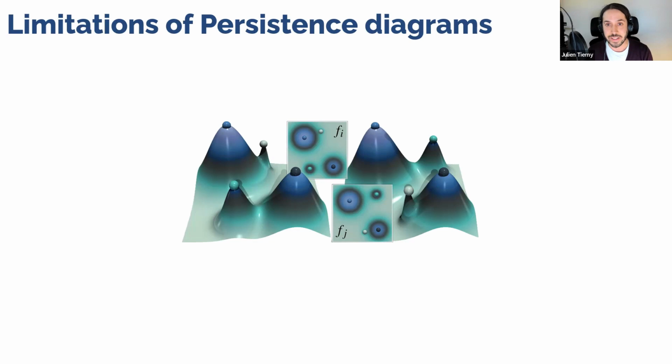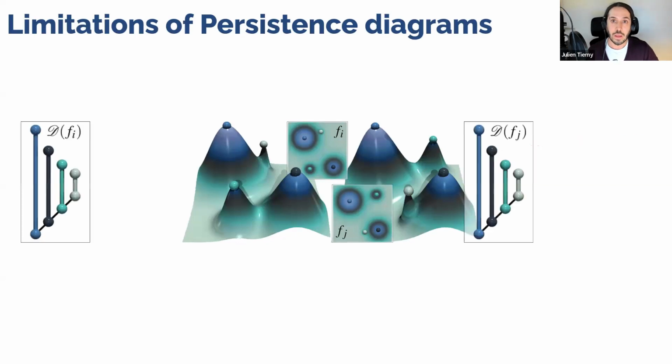This is the case in this example, where we have two Gaussian mixtures, Fi and Fj, and you have also a terrain representation on both sides. The only difference is that we swapped the positions of the green and the white Gaussians from left to right. And it turns out that the two diagrams are identical in this case, although for some applications it may be desirable to encode this variability.